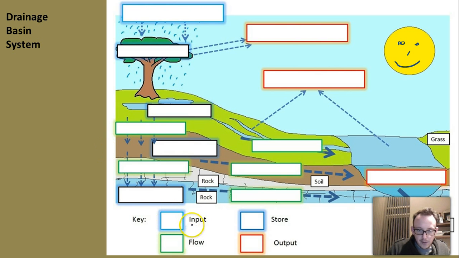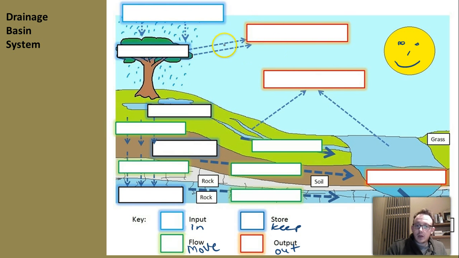So input in, output out. Flow is move, and store is keep. Okay, so something in, something moving, something staying where it is or being kept somewhere, and something out. Okay, and we're going to start with the out. That's the easiest bit.